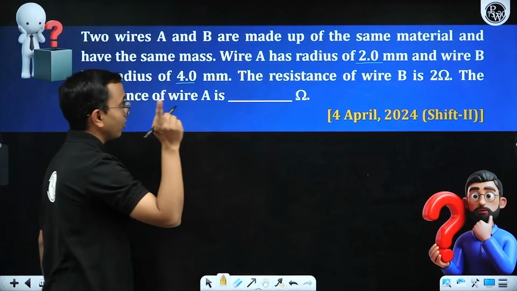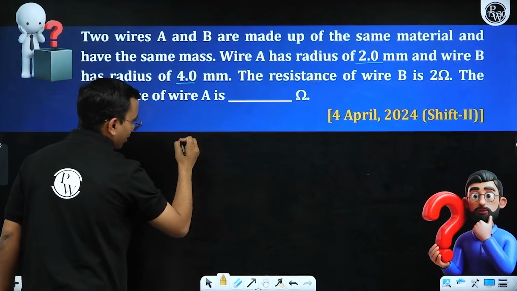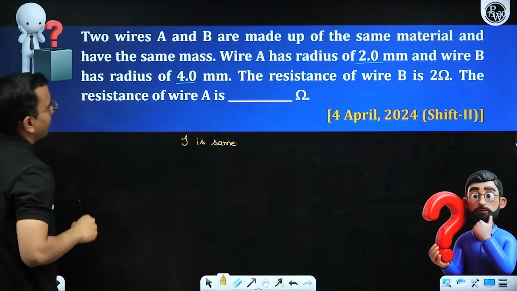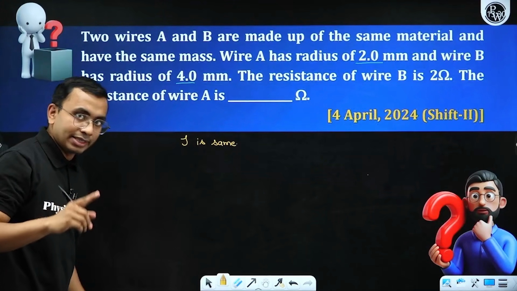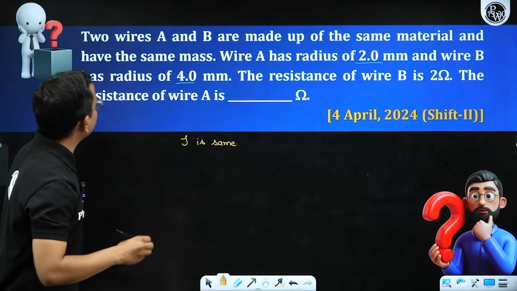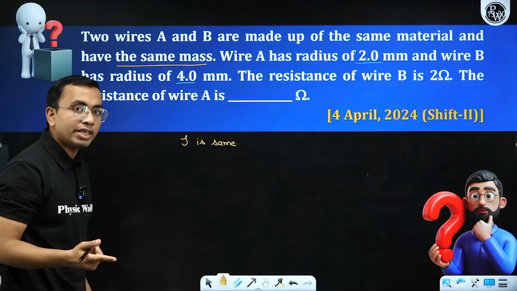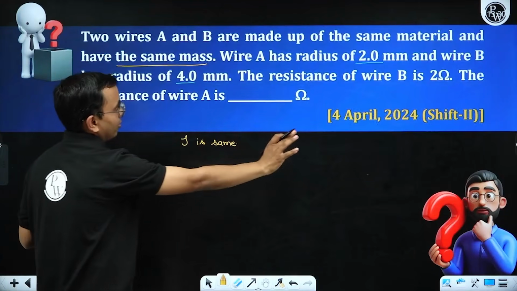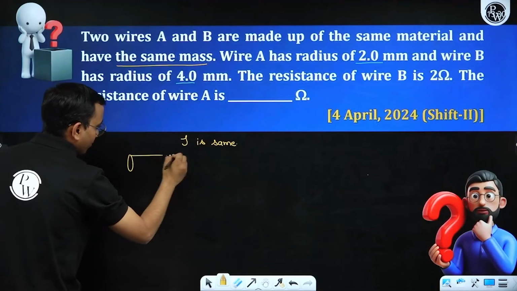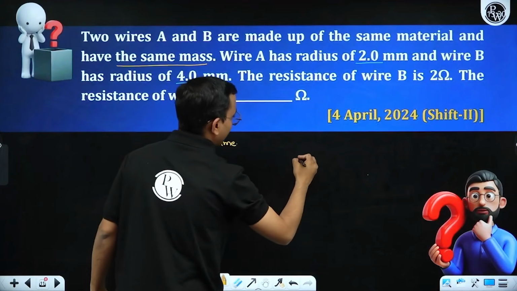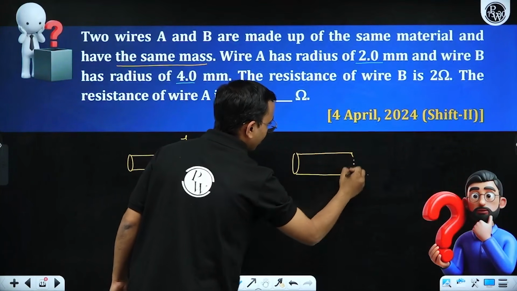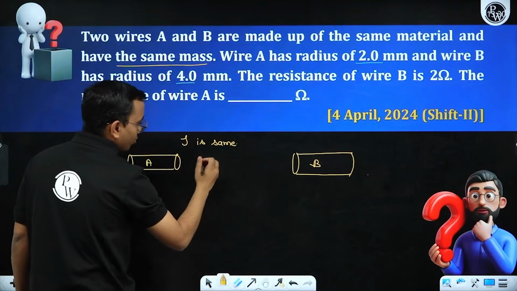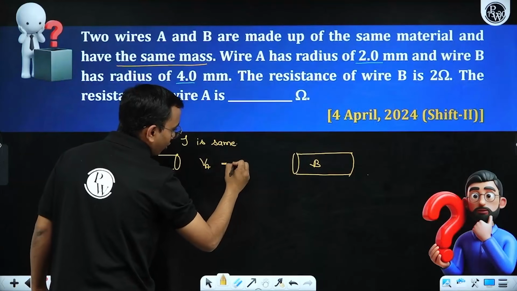Few things you need to understand from here: both have the same resistivity, as the material is the same. Next, the material is the same, so the density is the same. Here it is saying that the mass is the same. If density is the same and mass is the same, then the volume is the same. So whatever their shape and size may be, I am considering this as A, this as B. Both have the same volume. So volume of A equals volume of B.